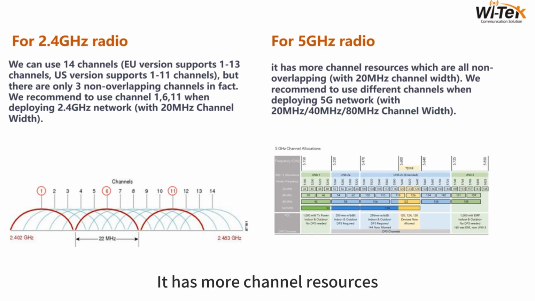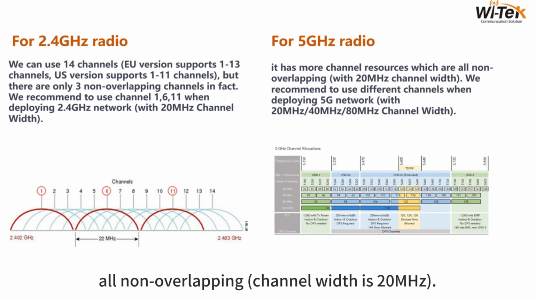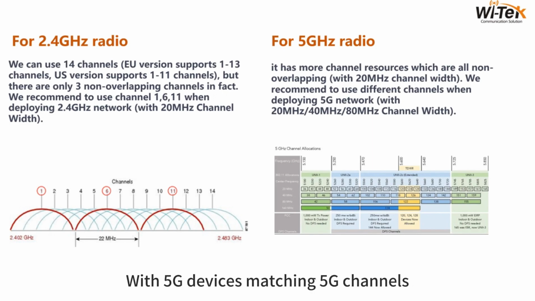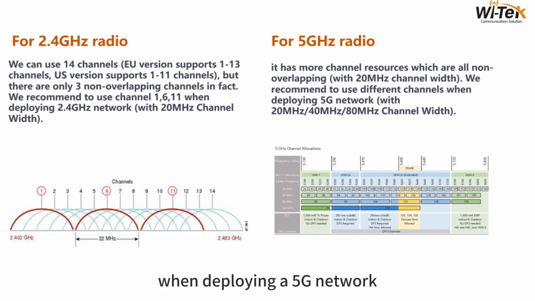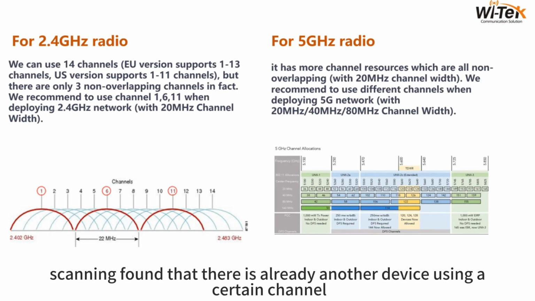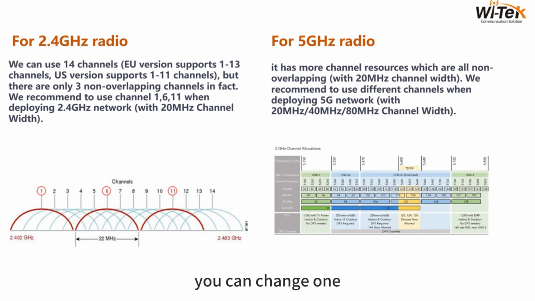5G has more channel resources, all non-overlapping. Channel width is 20 MHz. With 5G devices matching 5G channels, we recommend using different channels with 20 MHz, 40 MHz, or 80 MHz channel width when deploying a 5G network. Figure 2 is a table of parameters. Scanning found that there is already another device using a certain channel. You can change one. The blue part is generally used for radar, so try to avoid it.